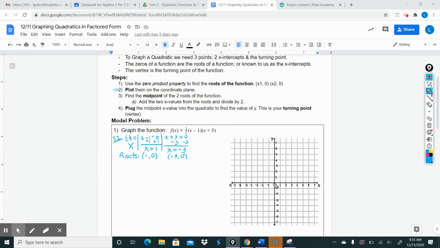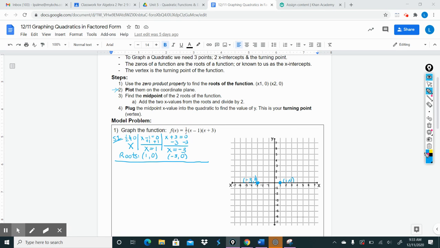So we start at 0, 0. The first coordinate is 1 comma 0, so we go over 1 and neither up or down, so we have 1 comma 0. And second, we're going to go 3 to the left for -3 comma 0. And that is our two x-intercepts, our two roots, where the parabola is going to cross the x-axis.